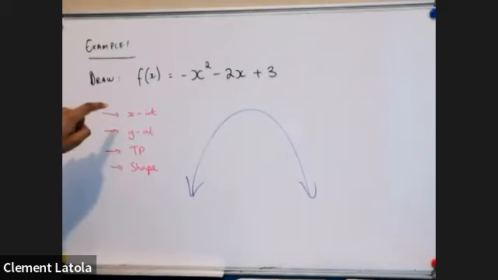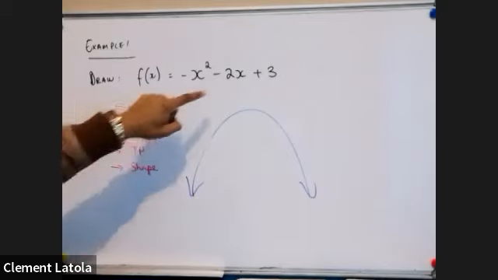We're first going to calculate what the x-intercept is. We know what the y-intercept is. We'll work out the turning point. Then we'll draw the shape. Okay.